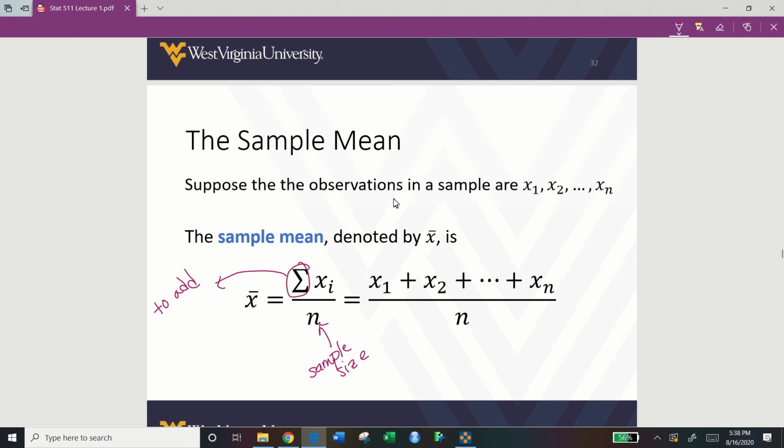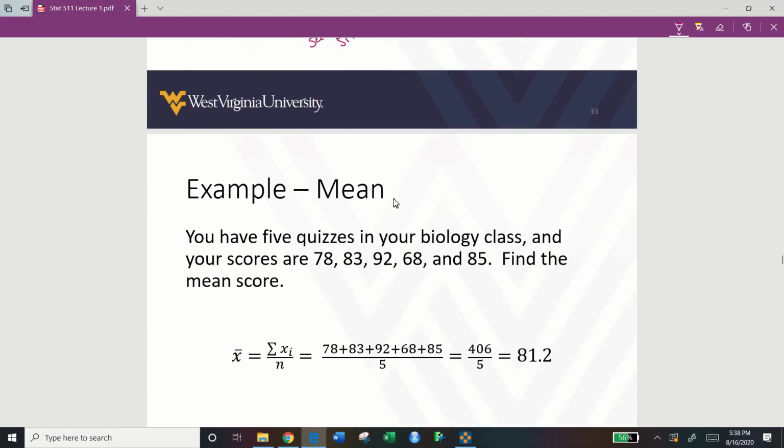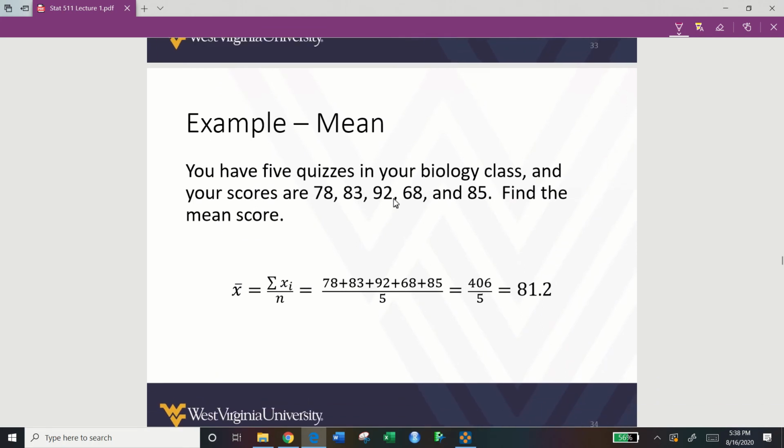So in order to find the sample mean, we add up all the observations in our data set and divide it by the number of observations in our data set. If we want to do a quick example, we have 5 quizzes for your biology class. The scores were 78, 83, 92, 68, and 85. We would add up those scores, divide by the number of scores, which is 1, 2, 3, 4, 5, simplify, and we would have a sample mean of 81.2.